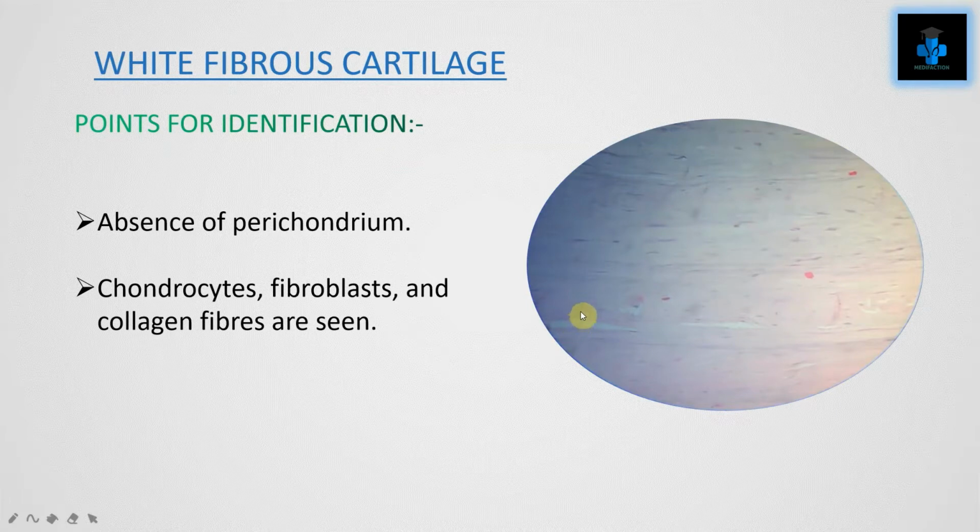White fibrous cartilage. The points for identification of white fibrous cartilage are absence of perichondrium and also chondrocytes, fibroblasts and collagen fibers are seen.